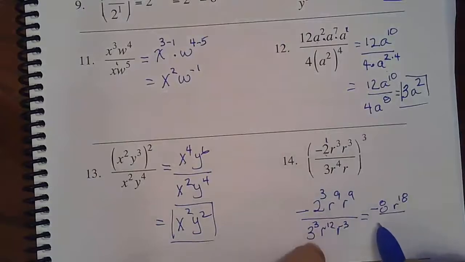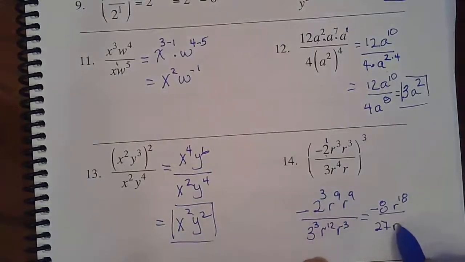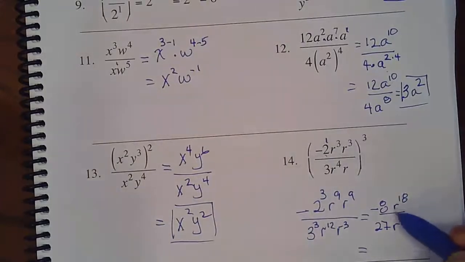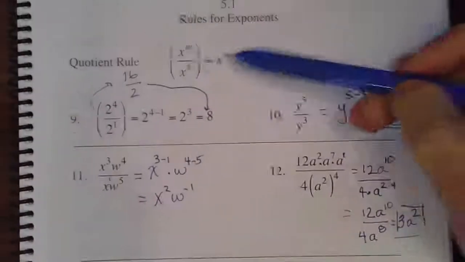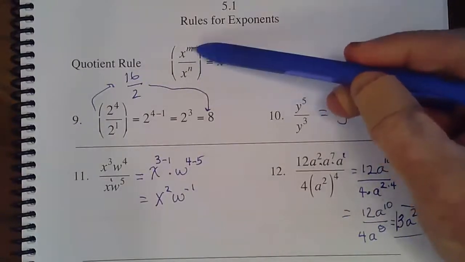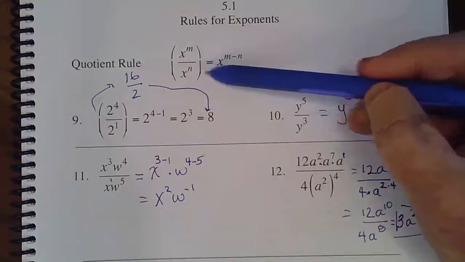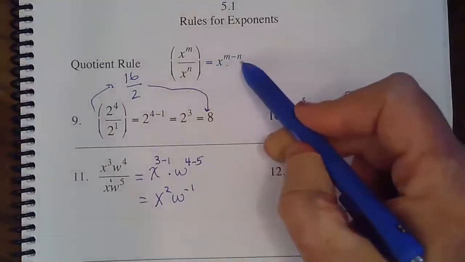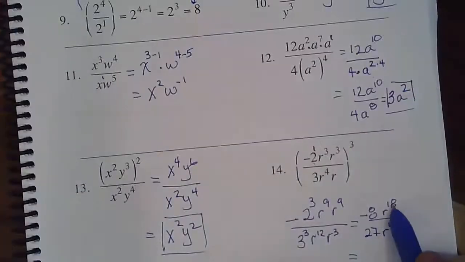This is 3 cubed is 27, r to the 15th. And then finally, you're going to subtract exponents because the bases are the same. So you subtract exponents right here. The base is the same as a quotient. You go numerator, subtract denominator. Numerator 18, subtract 15. -8 r to the 3rd, but you still have a 27 down below.